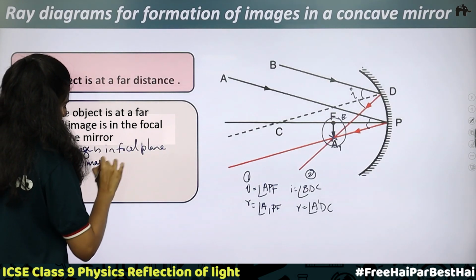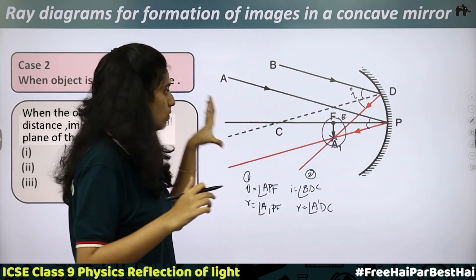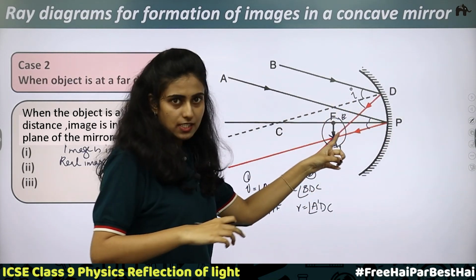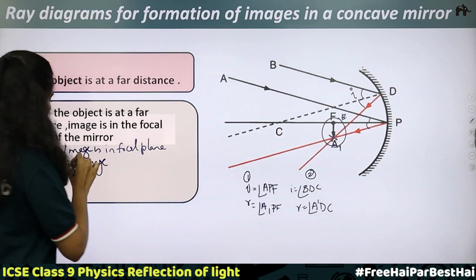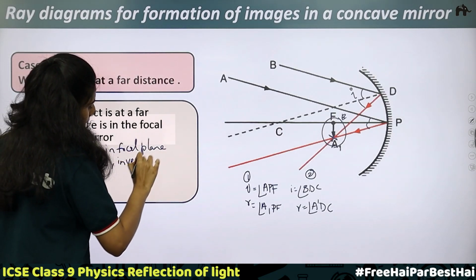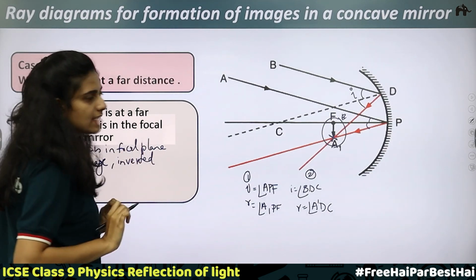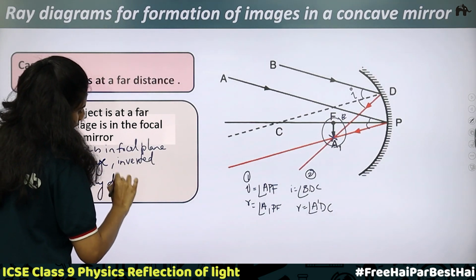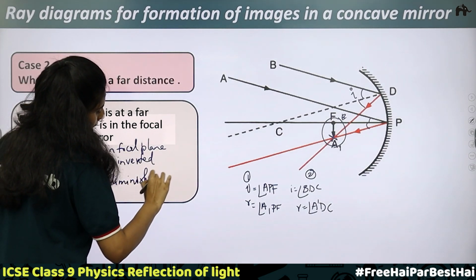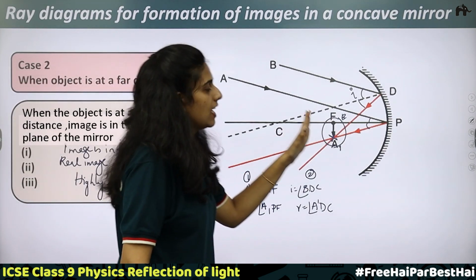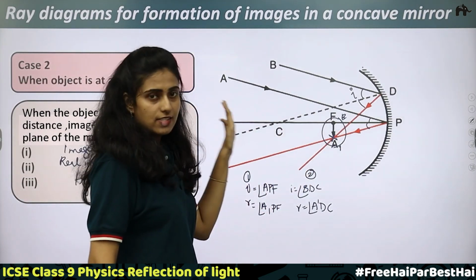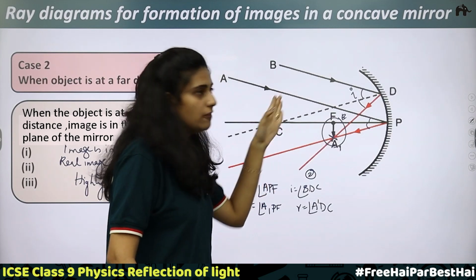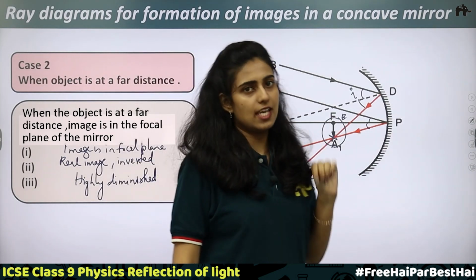Real image. You can take this case, that is, consider a tree which is far. Take a concave mirror, try to focus it, and keep a screen. You can obtain the image. Next, real images are always inverted, upside down. What else? The image is highly diminished. A very small image is formed. Highly diminished. Now, where is the image formed? The image is formed on the same side. So the object is on the left side of the mirror and the image is also on the left side of the mirror, which means the image is formed in front of the mirror. Object and image are on the same side.